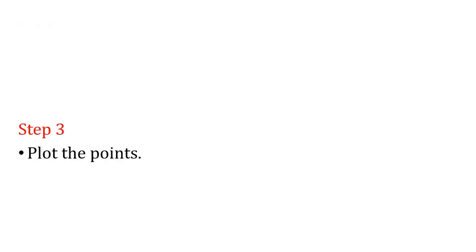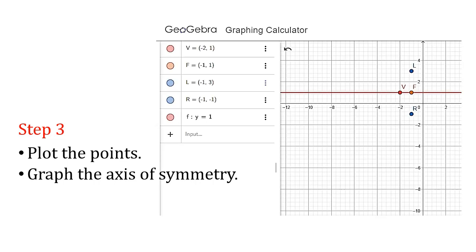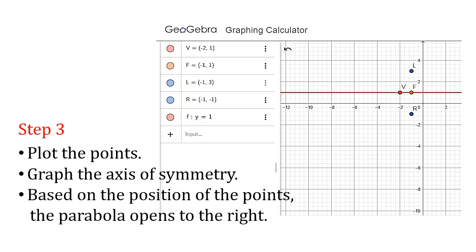Then step 3, plot the points that we have obtained earlier. Graph the axis of symmetry. So here, there's the vertex and the focus and the ends of the latus rectum. Based on observation, the parabola opens to the right. Based on the position of the points, the parabola opens to the right. So take a look at that.